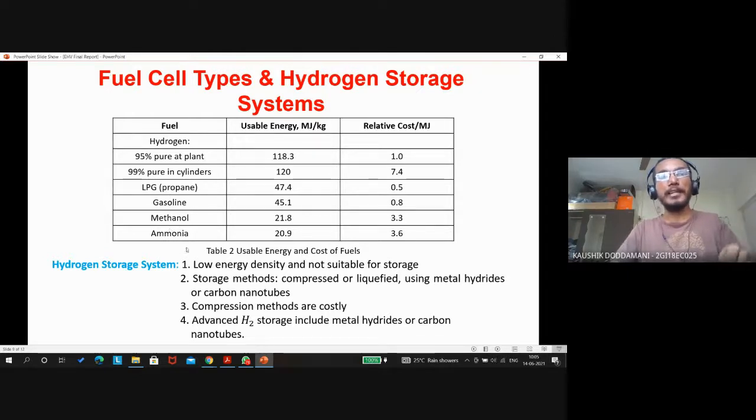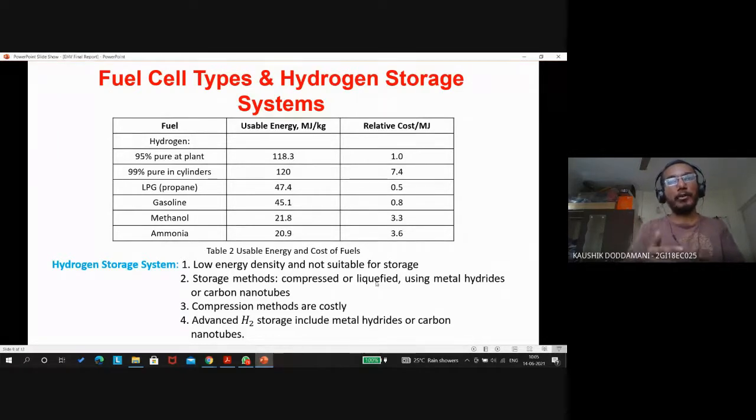Next, coming to the hydrogen storage system. In the hydrogen storage system, we have the property of hydrogen that atmospheric hydrogen has less energy density and is not suitable for storage. So what are the storage methods for storing hydrogen? We have compressed and liquefied methods, and also using metal hydrides and carbon nanotubes. The compressed and liquefied methods are conventional, and metal hydrides or carbon nanotubes are advanced methods.